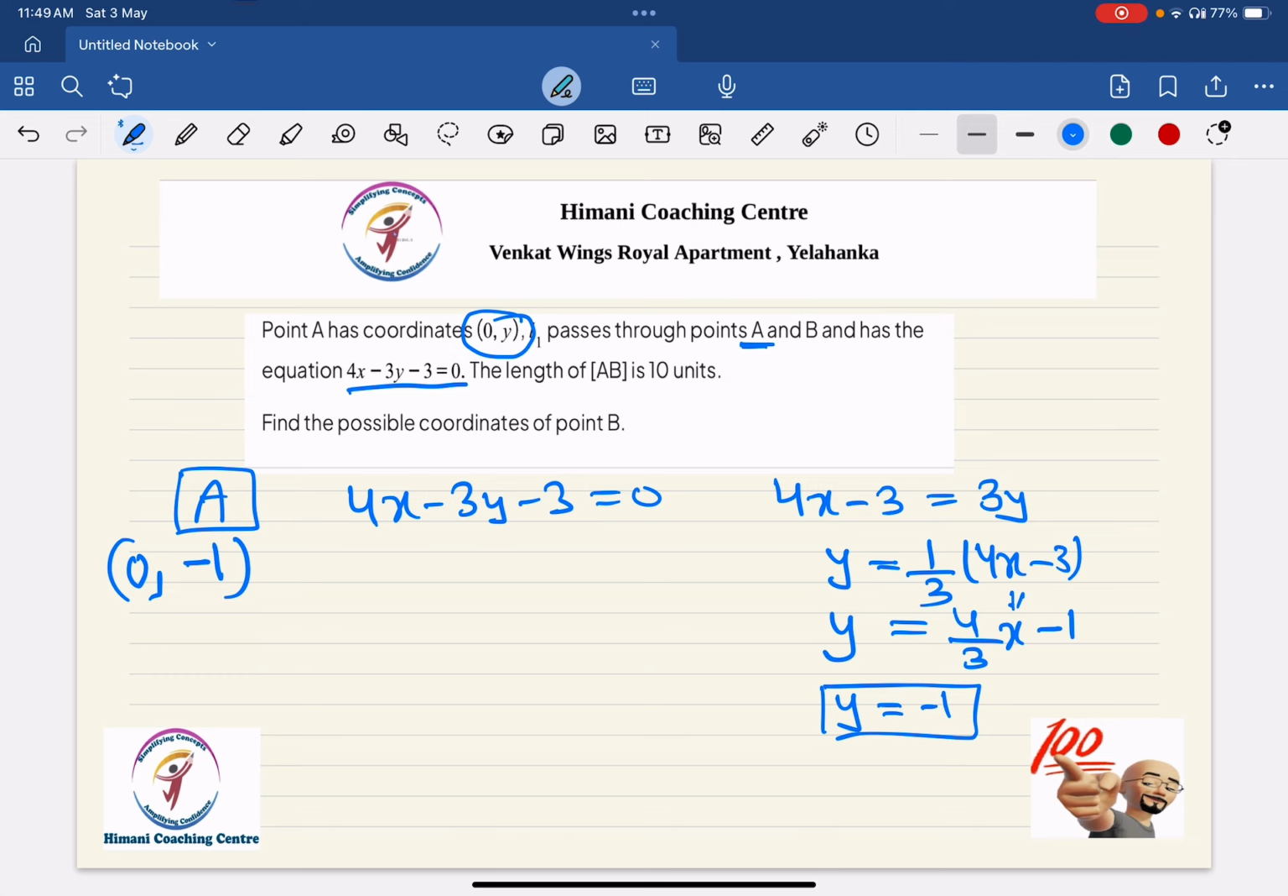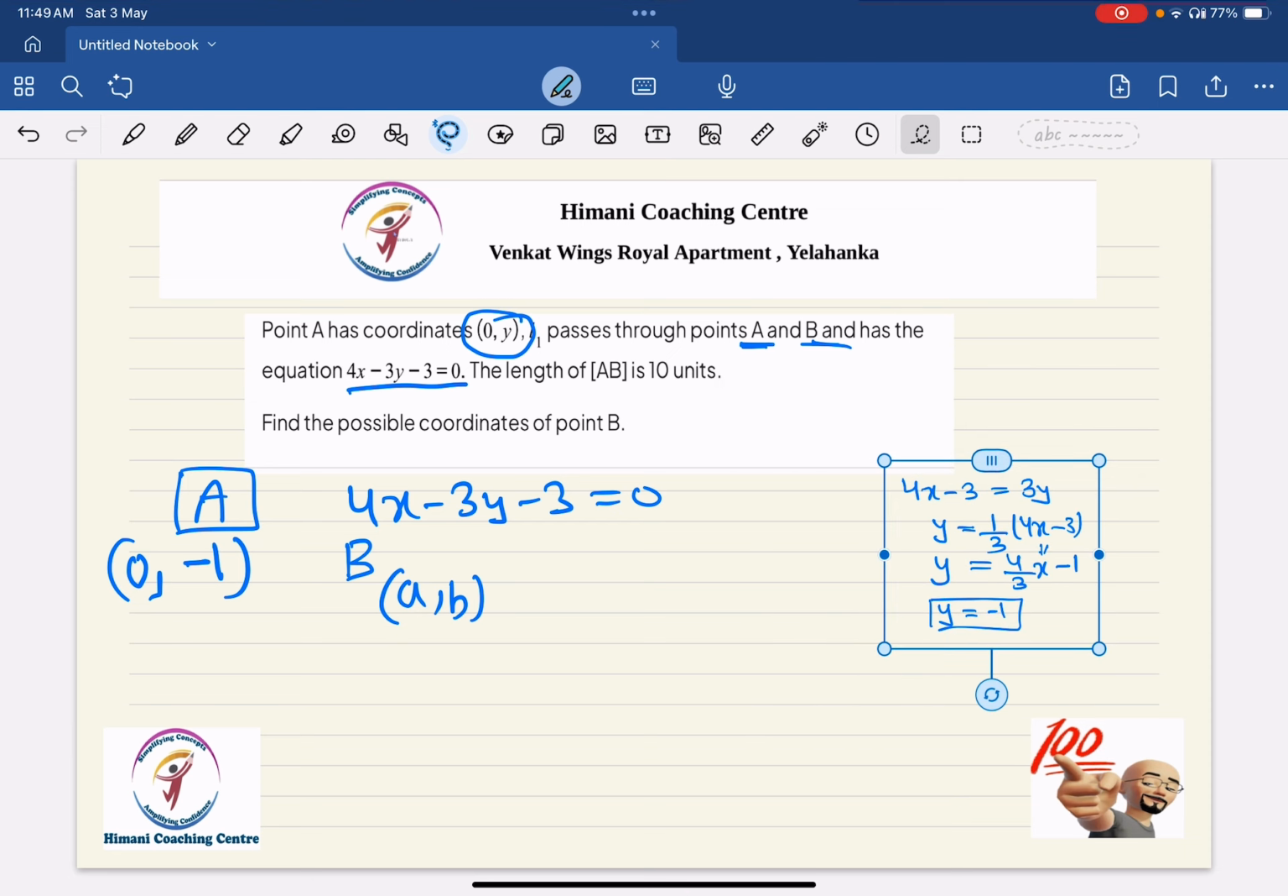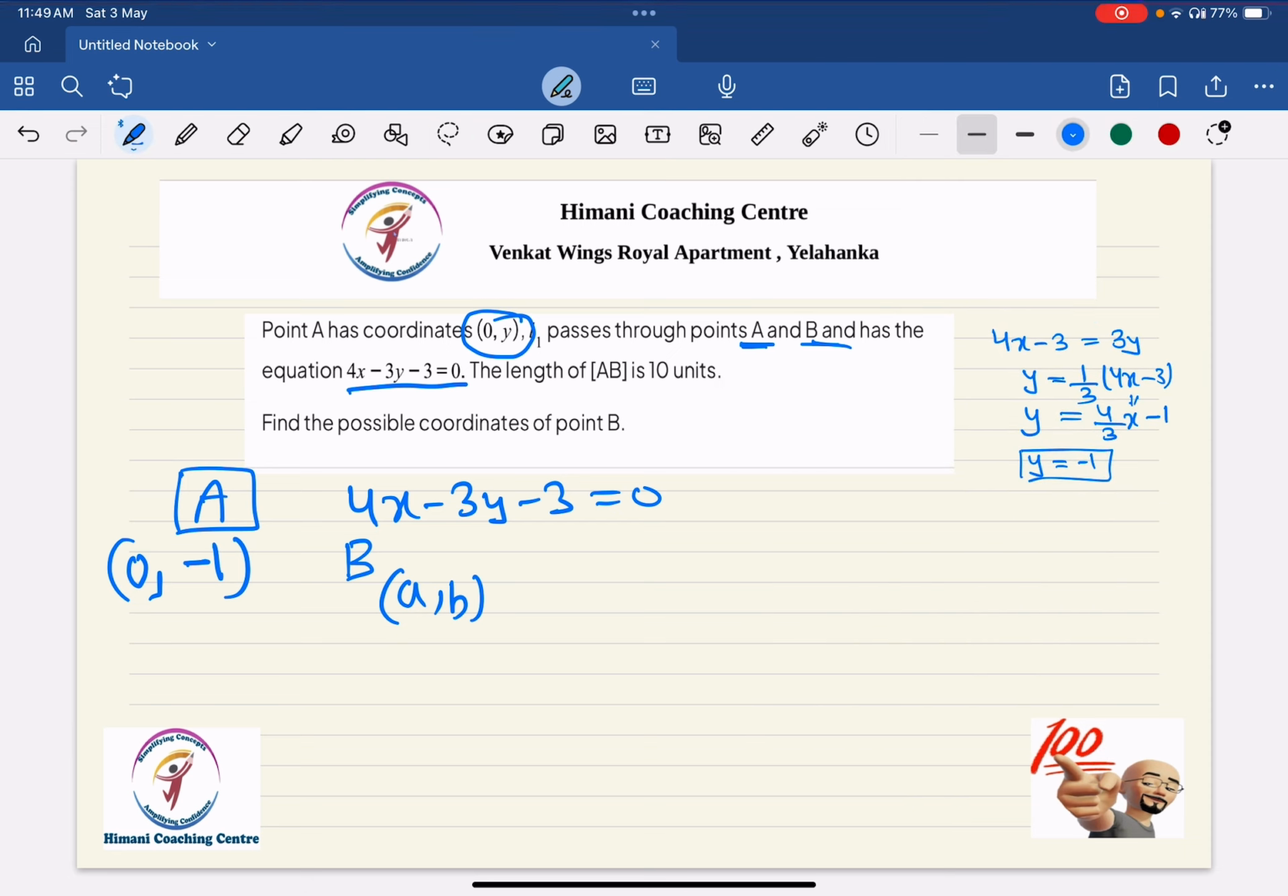Now we are given that B is another point. So let us say B has coordinates (a, b), and we need to find these coordinates. The length of AB is 10 units. So what is the distance formula? Let us keep this aside for a while and use that space. Give me a second. We will need this, so I'm keeping it here.